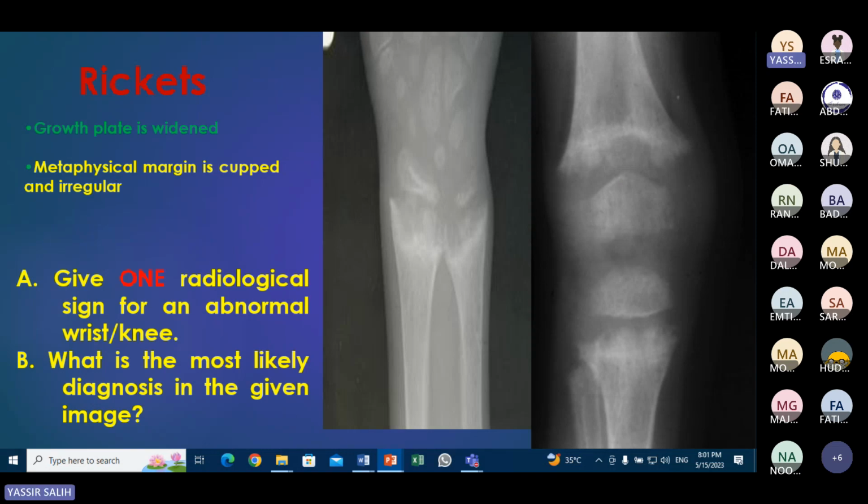يبقى this is rickets. طبعا rickets الساين بتاعته تكون حافظينها. يعني ممكن أقول لك mention one، هنا اللي هي شنو: fraying and cupping of the metaphysis with irregular cupping. Metaphyseal margin is cupped and irregular with widening of the epiphyseal plate. But this is, you know, rickets.